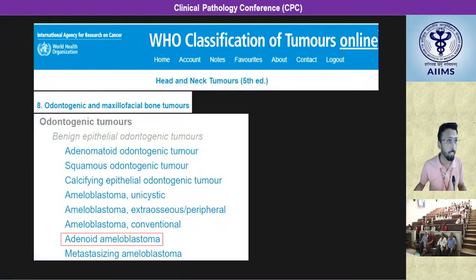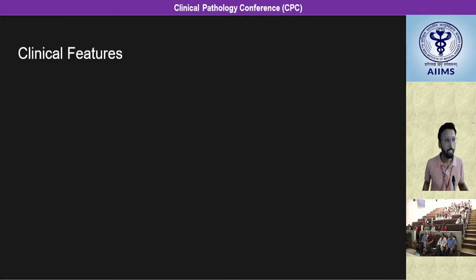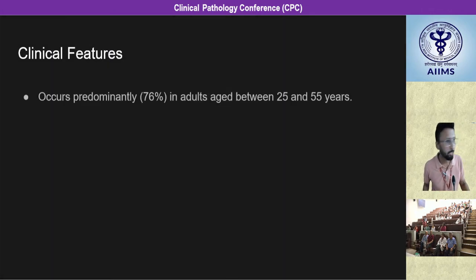So in the recent classification of WHO, which was published, I think, in 2022 in the Head and Neck Tumours 5th edition, they have mentioned adenoid ameloblastoma as a separate entity. We can see different types of ameloblastoma like unicystic, extraosseous, conventional, and after that they have mentioned adenoid ameloblastoma as a separate entity. Now, why they have classified it as a separate entity, we will learn through this review of literature. So let's discuss the clinical features I've mentioned in the literature.